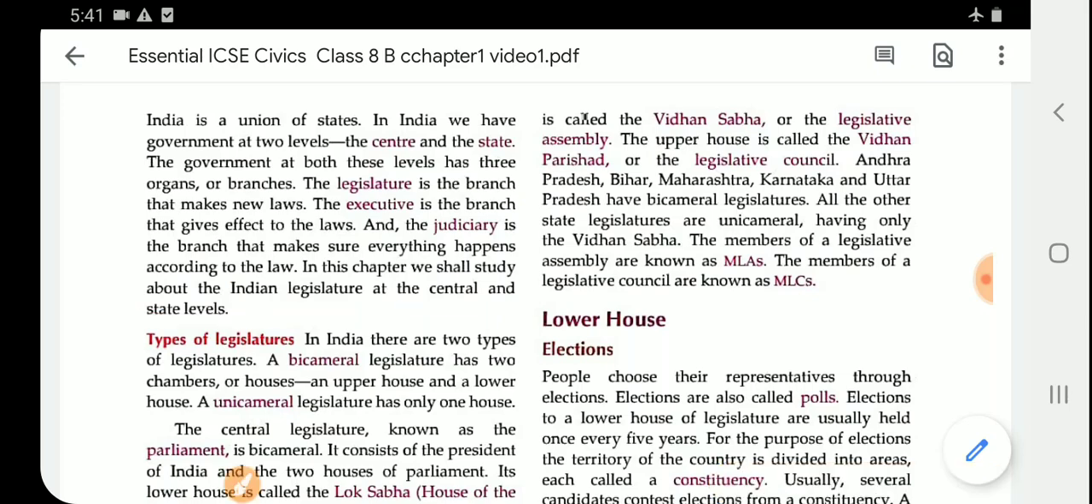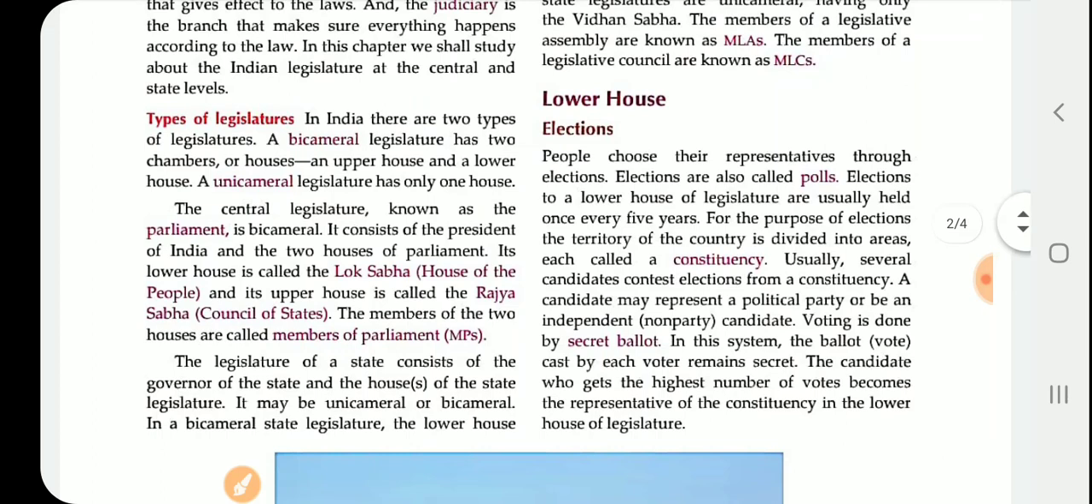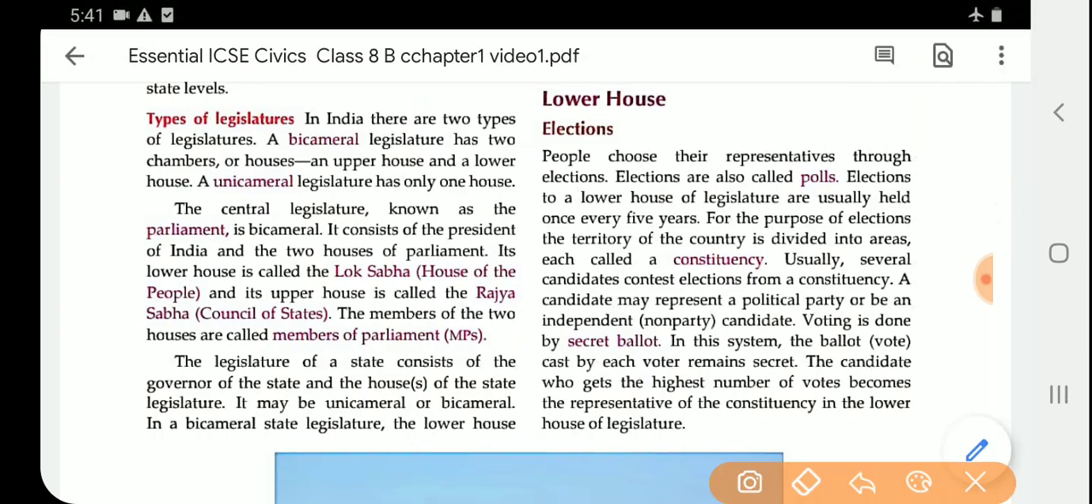Now, we shall look at the types of legislature. How many types of legislatures are there? Two types. The first one is bicameral and the second one is unicameral. The bicameral legislature has two chambers, that means houses: the first is the upper house and the second is the lower house. And the unicameral legislature has only one house.